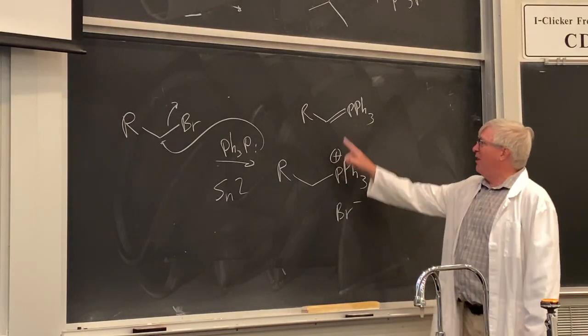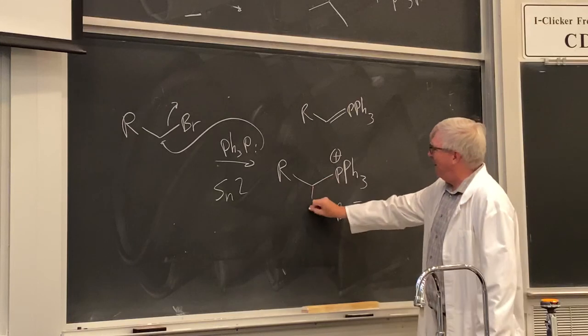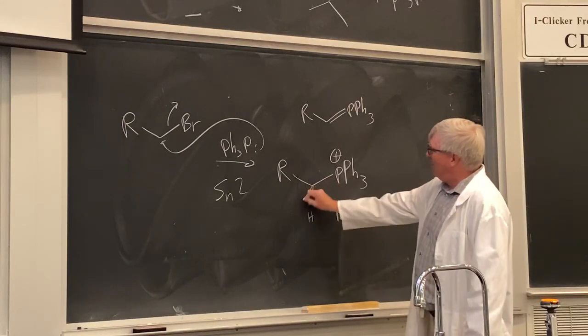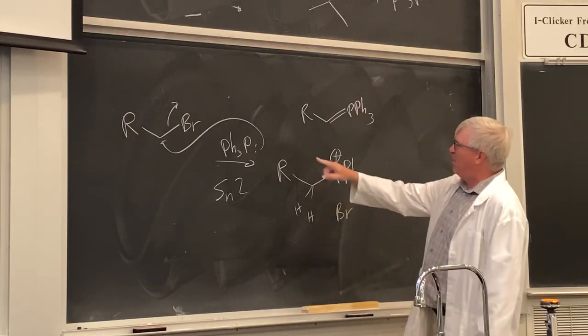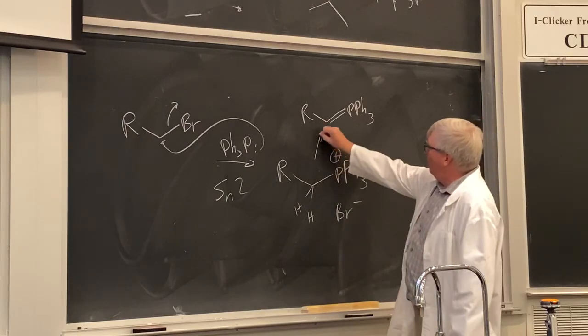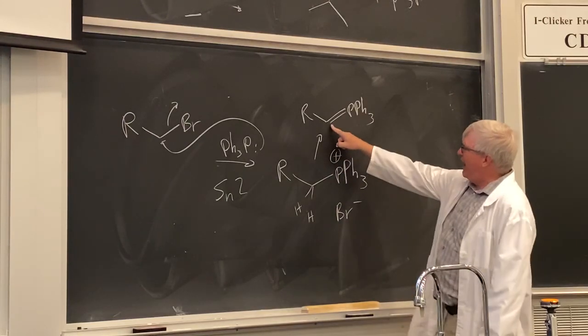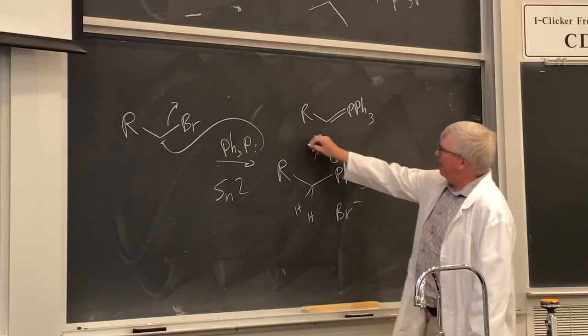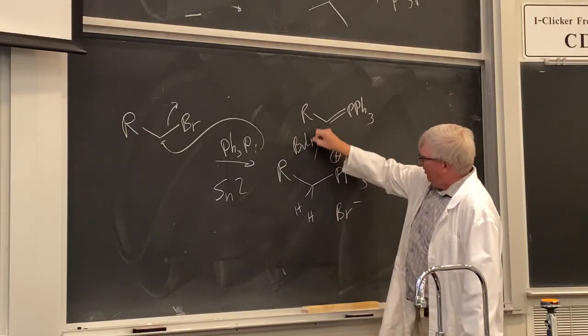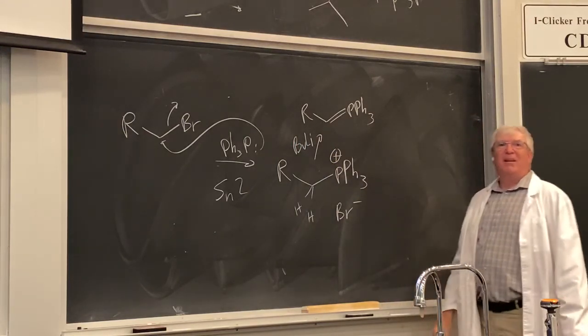This is not the Wittig reagent, though. What do we need to get rid of here? We need to get rid of 1 hydrogen. We've got 2 there because this came from a primary halide. But what do we need to do? And we need to have an anion there, right? So yeah, we need to treat with base. And this typical base is butyllithium.